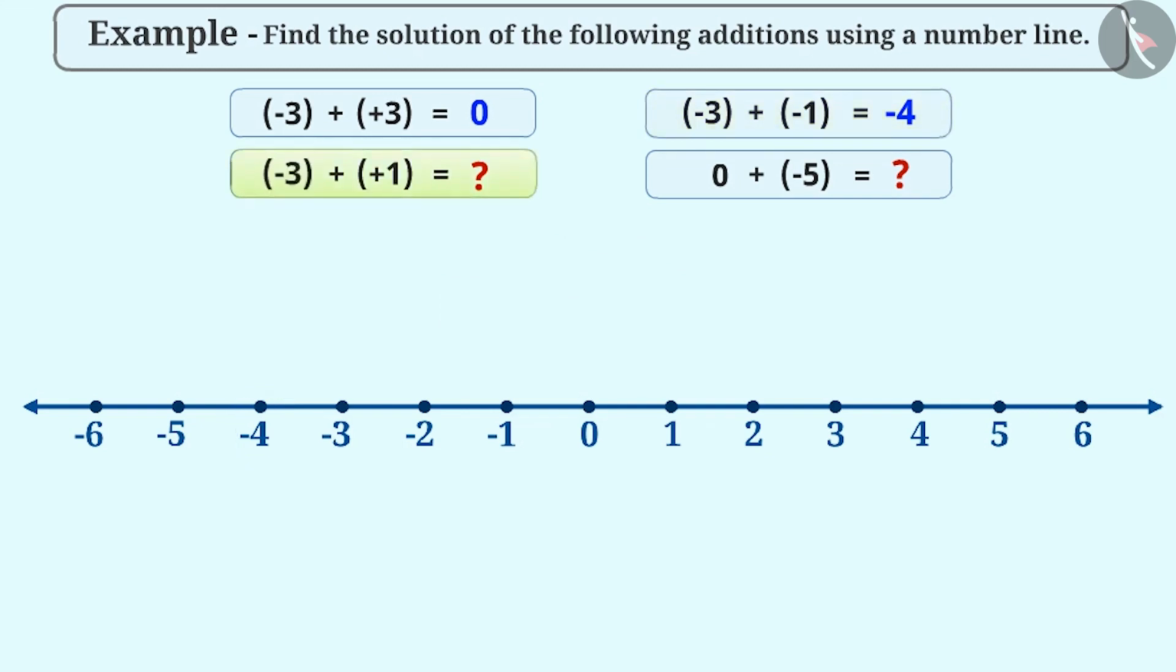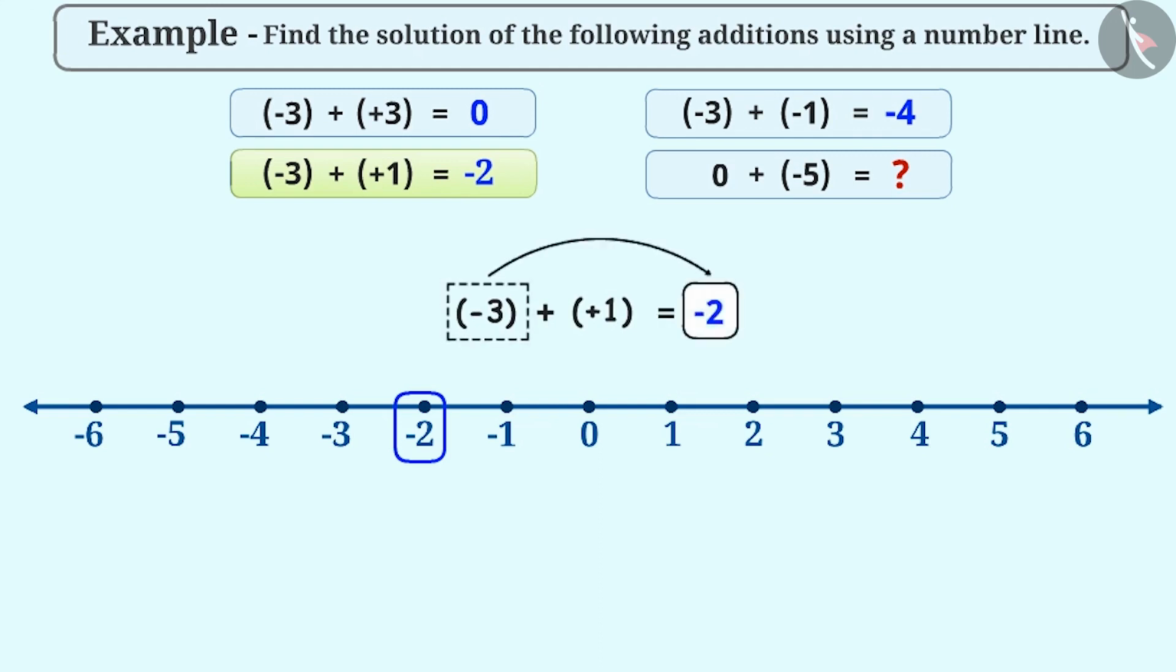For addition of minus 3 and plus 1, we first move 3 steps to the left of 0, and since plus 1 is a positive integer, then we will move 1 step to the right and reach minus 2. This is the result of minus 3 plus plus 1. When we add plus 1 to a number or move 1 step to the right, then we get the successor of that number.